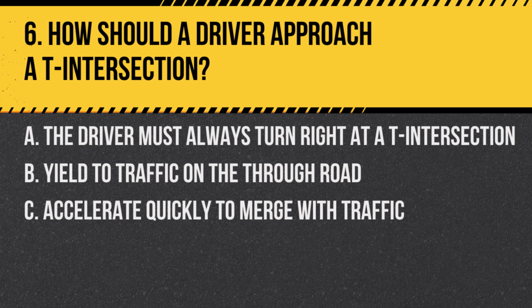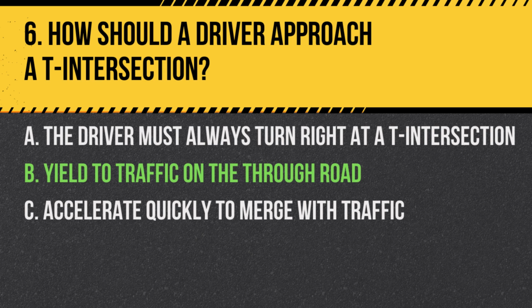Question 6. How should a driver approach a T intersection? A. The driver must always turn right at a T intersection. B. Yield to traffic on the through road. C. Accelerate quickly to merge with traffic.